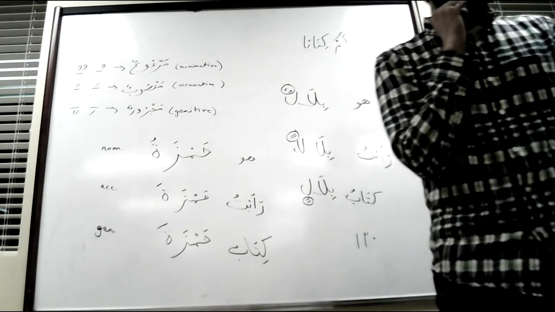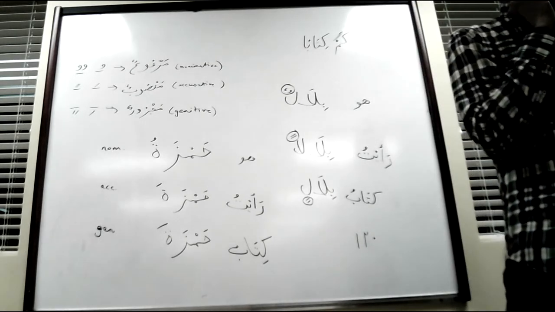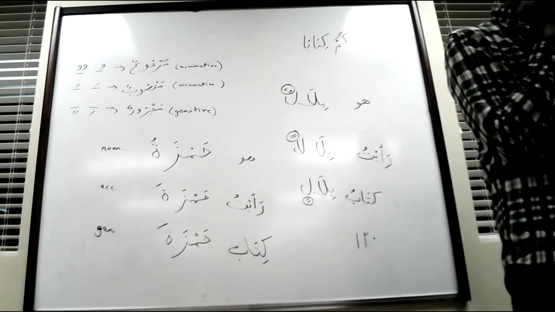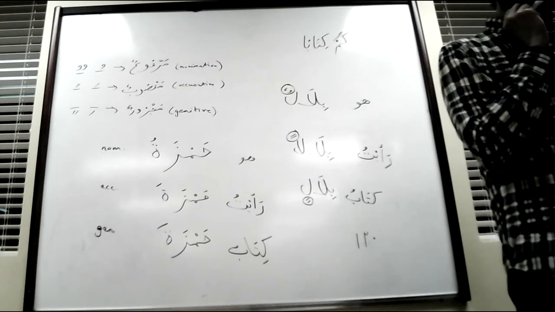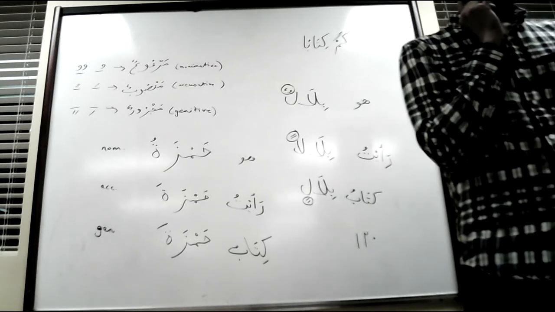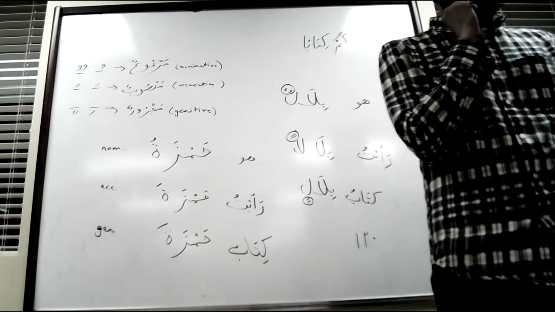Masmuka. Masmuka means what is your name. Brother Anwar? Ahmadu. Ismi Ahmadu. What does that mean? My name is Ahmed.